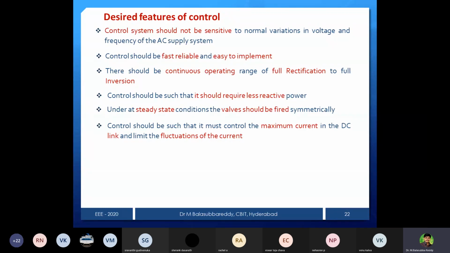Control should be such that it must control the maximum current in the DC link and limit the fluctuations of the current.